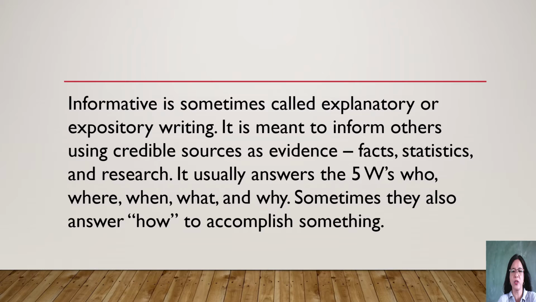It usually answers the 5 W's: who, where, when, what, and why. Sometimes they also answer how to accomplish something. When choosing a topic for informative writing, it should not be too broad or too narrow. For example, you will not choose special education per se because it has a big scope. Rather, you can be specific and select hearing impairment as your topic.